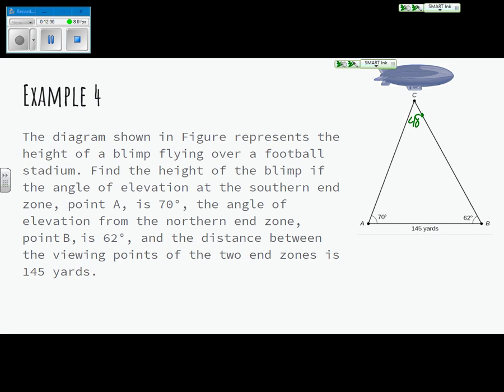Now I'm just going to pick a side. I'm going to find what I'm going to call this little b right here. I have it set up where sine of my 48 degrees over 145 yards, keep in mind that's my unit of measurement when we get to the end, is going to be equal to sine of 62 degrees over b. By now you can probably solve this about as quick as I can.